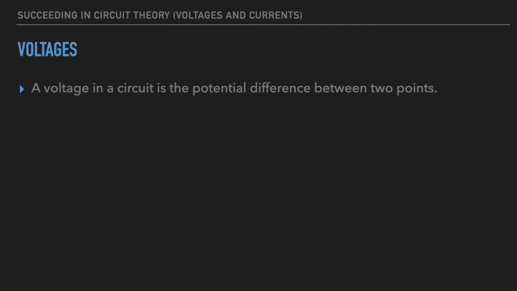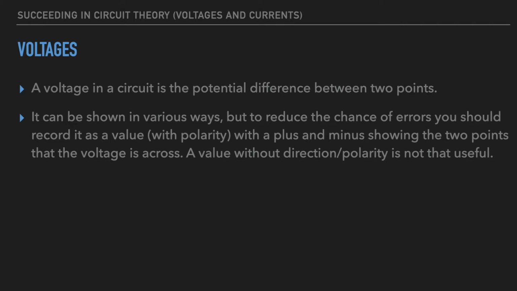A voltage in a circuit is the potential difference between 2 points in that circuit. It can be shown in various ways, but we're going to concentrate on one way of representing it. I'll show you the other ways, but I'll then tell you why I think it's not such a good idea to use them. The most important thing, and this is common with all of the ways, is that the polarity and the direction of the voltage is always recorded. So let's look at our preferred way, where we're measuring the voltage across a resistor.